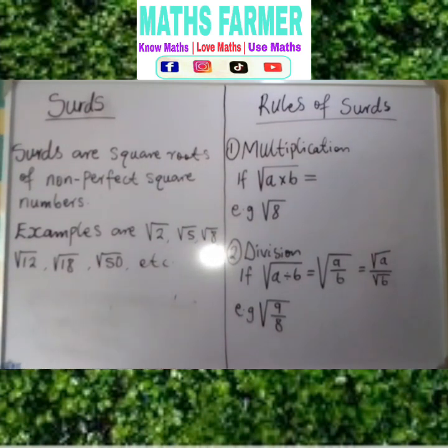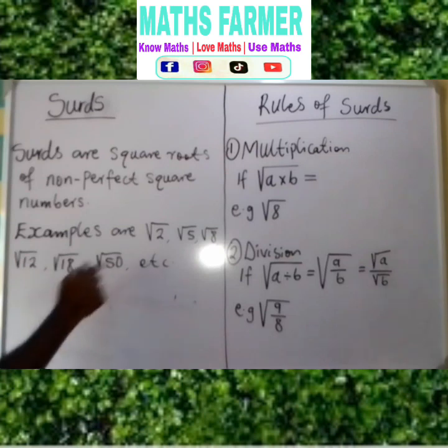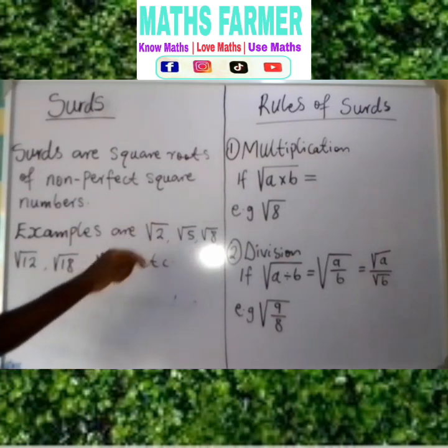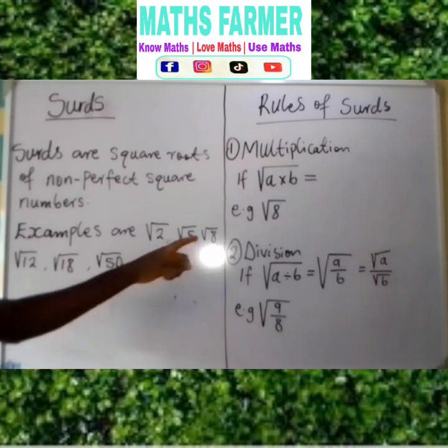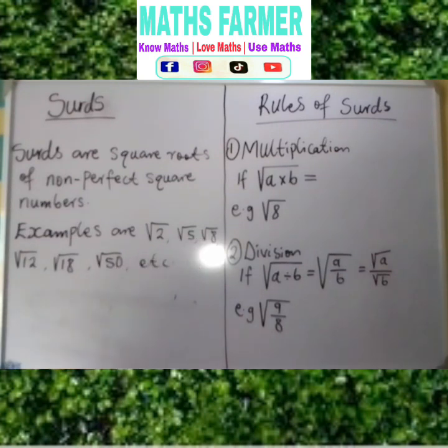For instance, we have root 2, the square root of 2. When you square root 2, it will not give you a whole number. When you square root 5, it will not give you a whole number. If you square root 8, it will not give you a whole number. So all these are examples of surds, square roots of non-perfect square numbers.